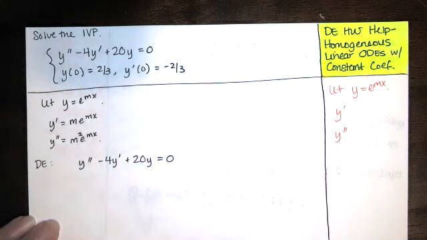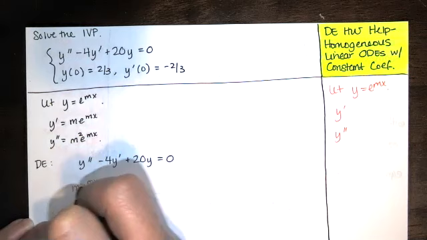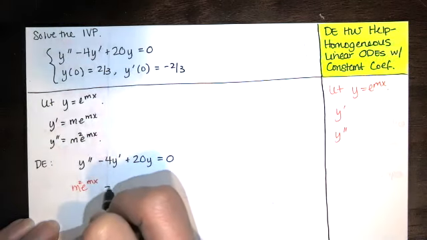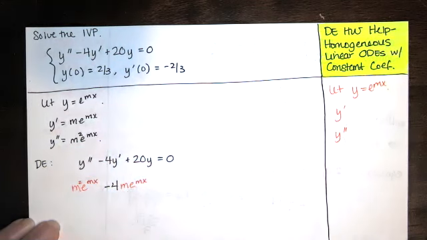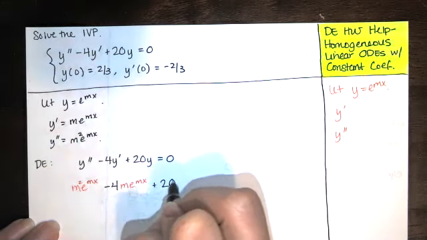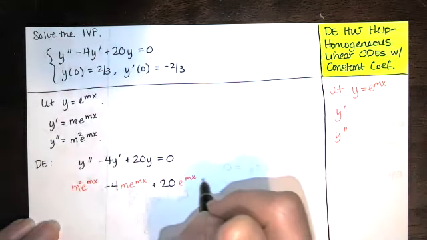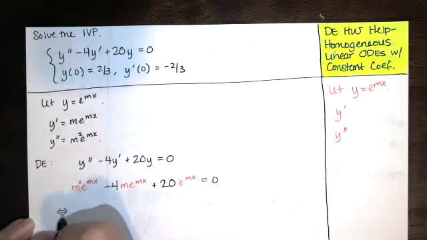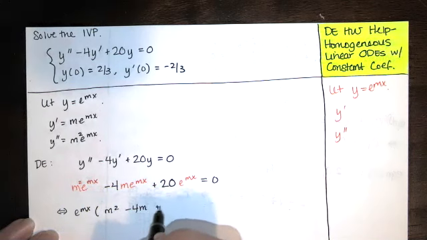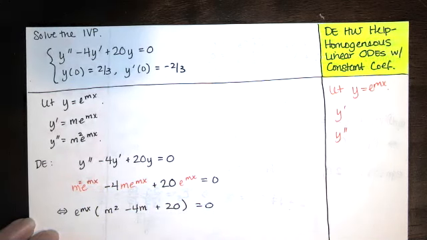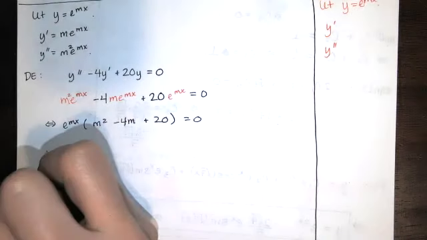If y is equal to e to the mx, that's giving us an m squared e to the mx minus 4 times y prime, which would be m e to the mx in that case. And then we've got 20 times y here, and that's equal to 0. And we want to factor out the e to the mx from all of these terms, and we end up with this. Now, the exponential is never 0, so that means this polynomial must be 0.